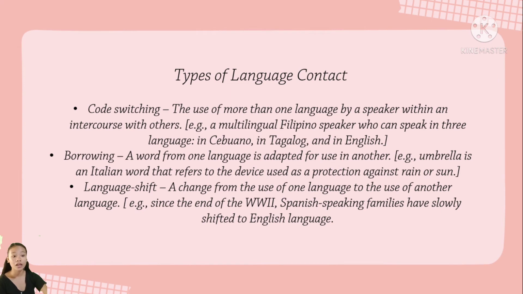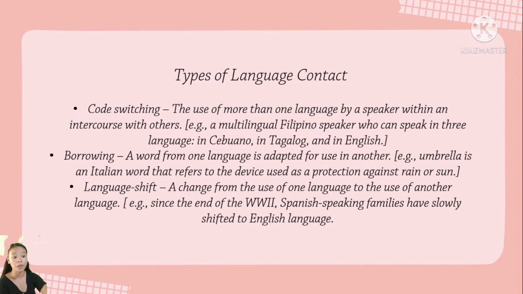So, to fully understand language contact, let us discuss its five types. First is code switching. It is the use of more than one language by a speaker within an interaction with others. This type of language contact refers to the alternation of language of speakers between two or more languages. For example, a multilingual Filipino speaker can speak in three different languages: in Cebuano or the Sinugbuanong Bisaya, in Tagalog, and in English. Code switching happens when a speaker has the capacity to alternate the language he or she uses while conversing with other individuals.